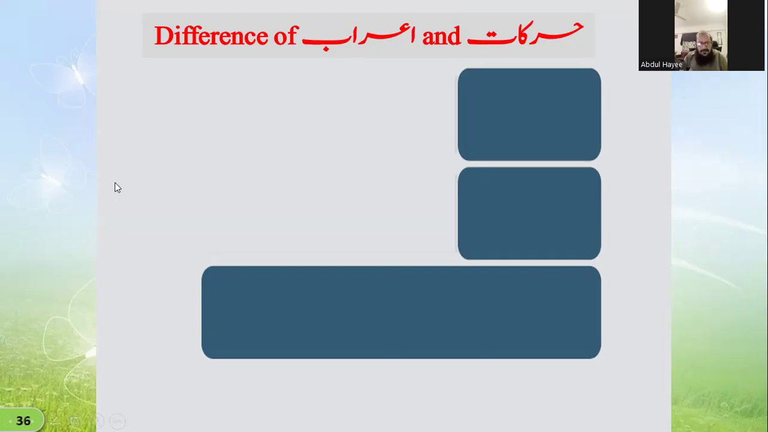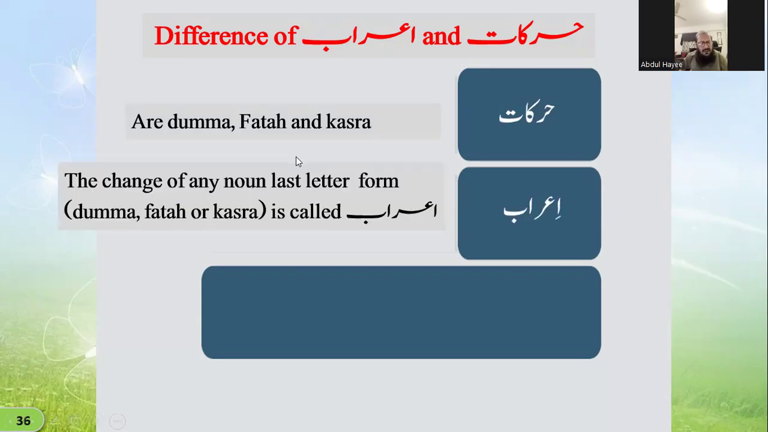The difference is that when the letters have fatha, dhamma, kasra, that is called harakat, or movement. When the last letter of a word has a fatha, dhamma, or kasra, that is called i'rab. So what is the harakat? Harakat are dhamma, fatha, kasra on the letters. What is the i'rab? The last haraka on any word or ism is called i'rab.